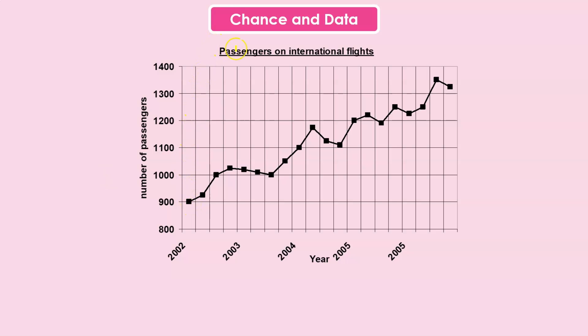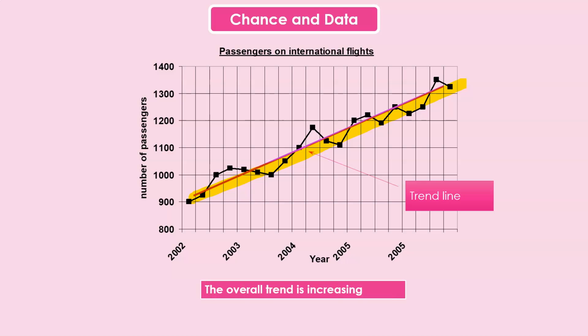So if we have a look at passengers on international flights between 2002 and 2006, you can see at times it goes up, times it goes down, but generally over the long run, there's an increase all the way through. We call this the trend line, and we usually look at the start and the finish of a period we're interested in. And the overall trend in this scenario is that it's increasing.